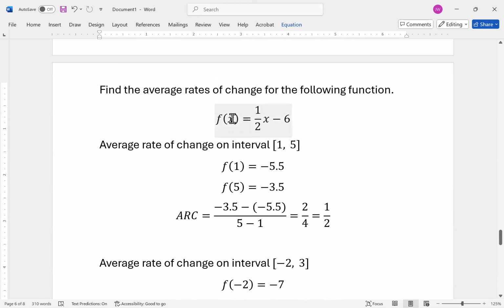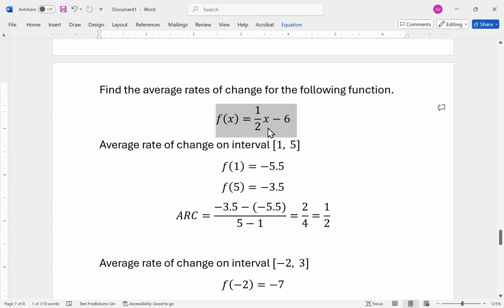Now that's because of what this function is. This function is giving me the graph of a line. So we call it a linear function. Therefore, since this was the graph of the line, it's going to have constant rate of change. In other words, the slope of that line is going to be constant in between any 2 points. And obviously the slope of that line is 1/2.